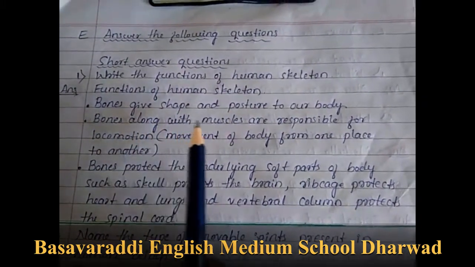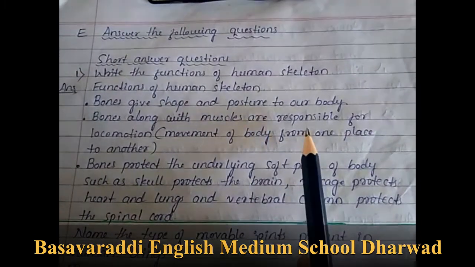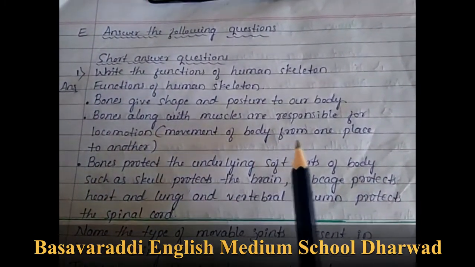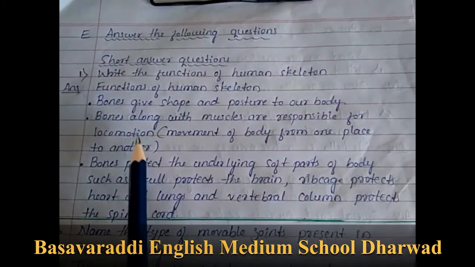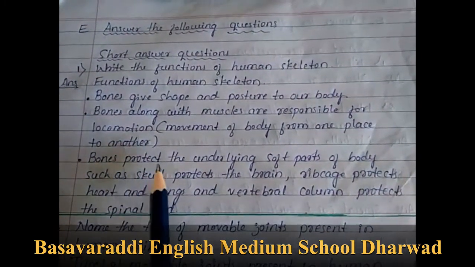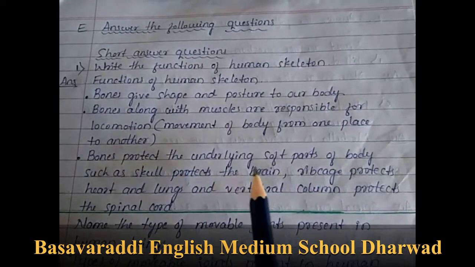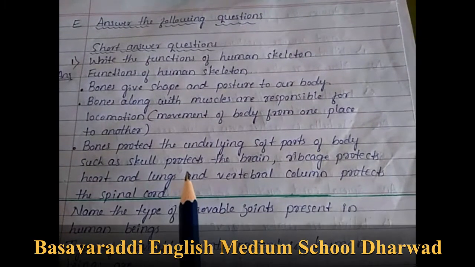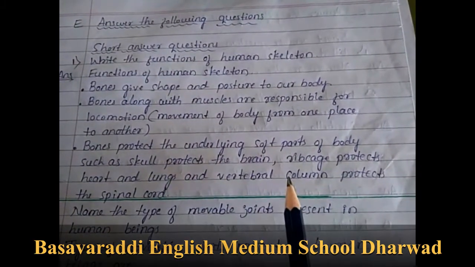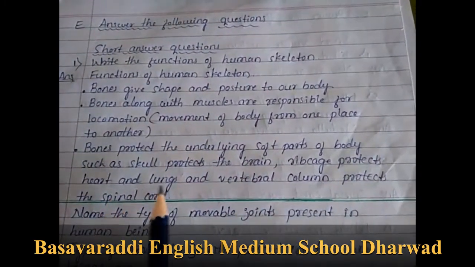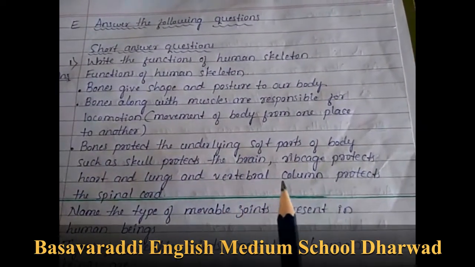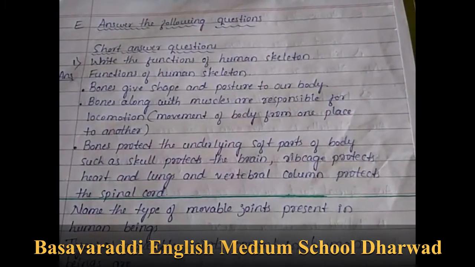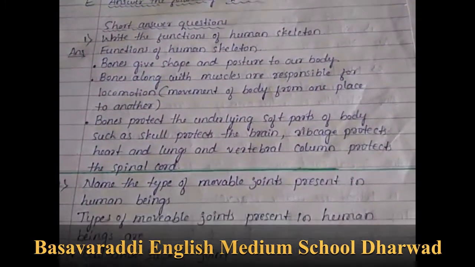Bones along with muscles are responsible for locomotion, the movement of body from one place to another. Bones protect the underlying soft parts of body such as skull protects the brain, rib cage protects heart and lungs, and vertebral column protects the spinal cord. These are the functions of the human skeleton.